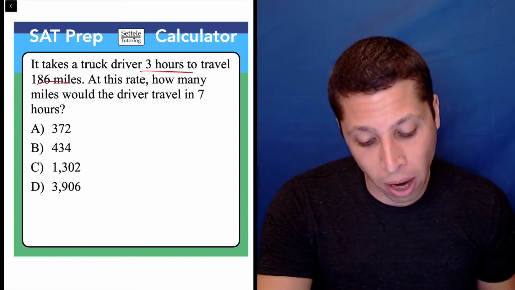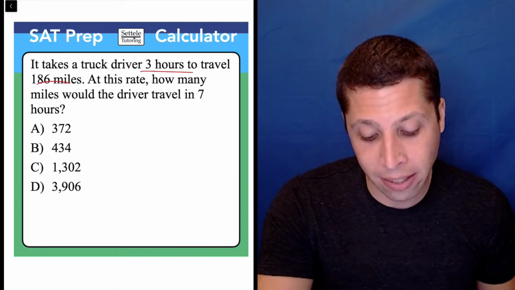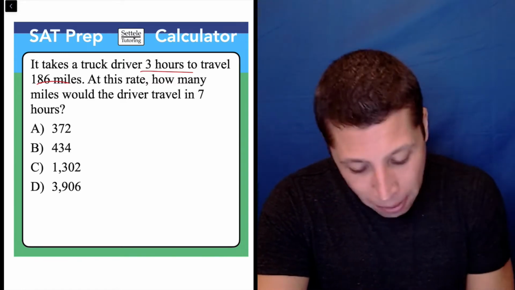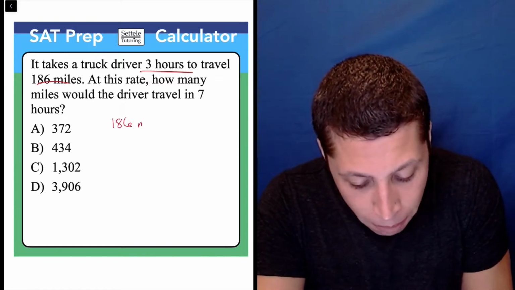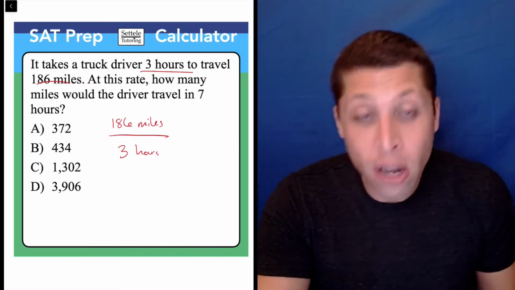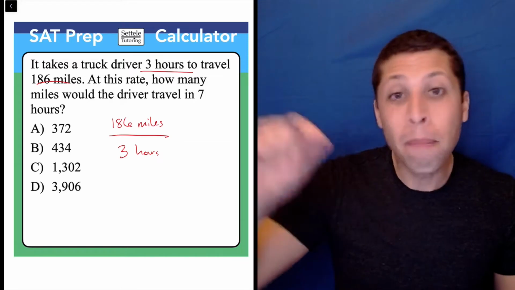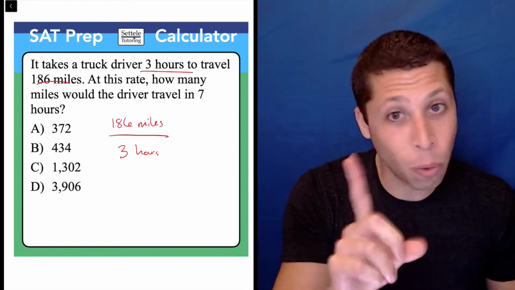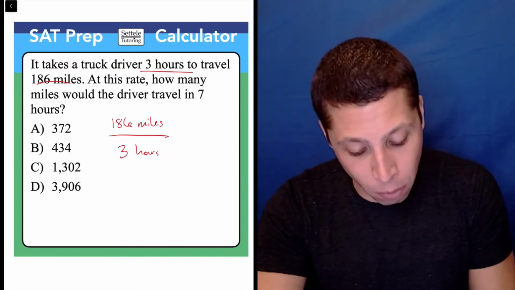So it takes a truck driver 3 hours to travel 186 miles. So just kind of out of habit, I would probably put miles on top. You don't have to, but I'm creating a fraction to represent this rate. And notice, showing my work means writing the units. It's an important part of this process for this type of question.